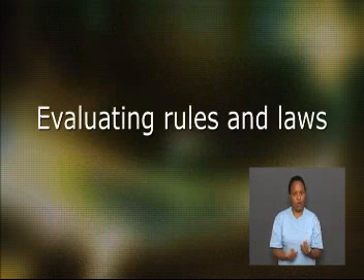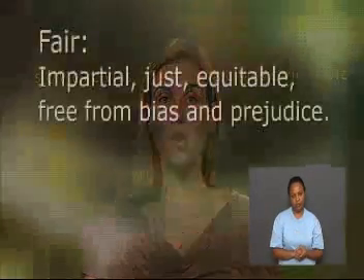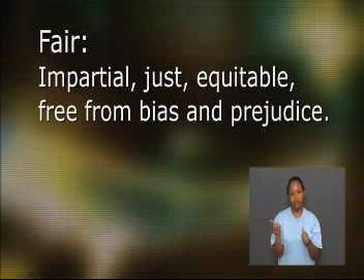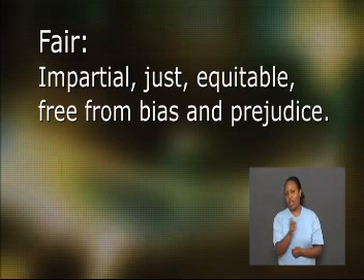Let us now talk about ways of evaluating rules and laws. Understanding how laws are made helps us to judge whether or not they are fair, clear, and easy to follow. We can also determine whether they contradict rule of law or social values. Here are some criteria for evaluating rules and laws. Firstly, they must be fair. This means that it is necessary for them to be impartial, just, and equitable.